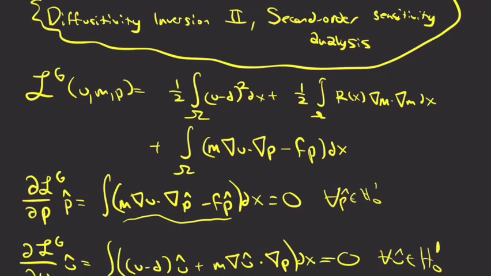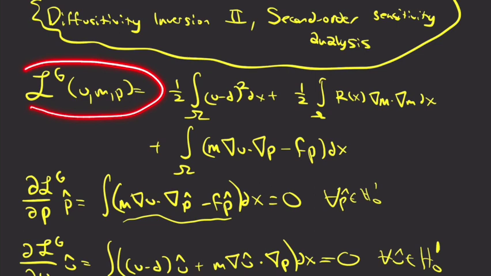Hi everyone, this will be our second video on diffusivity inversion, and we'll do second order sensitivity analysis. In the previous video, I didn't introduce this term, but that's called first order sensitivity analysis, which basically just tells you how sensitive your misfit is to your model parameter to first order. Now we're going to do the Hessian, which is second order.